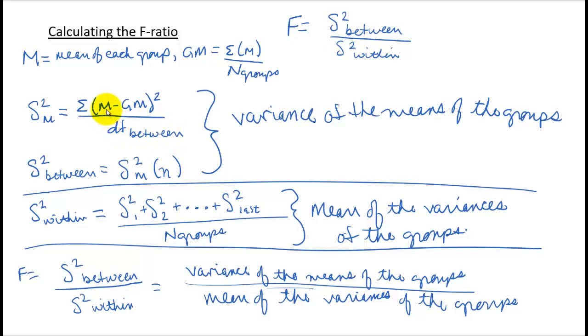This is pretty simple. We take all of our means, we subtract the grand mean from it, then we square it. We do that for every mean, then we add them together, then we divide it by the degrees of freedom. The degrees of freedom between is the number of groups minus 1. We're going to look at an example of how to do that later, so I'm not going to belabor that right now, but this is a fairly simple thing to be able to do. Okay, so this is the variance of the groups, this is the variance of the means of the groups.